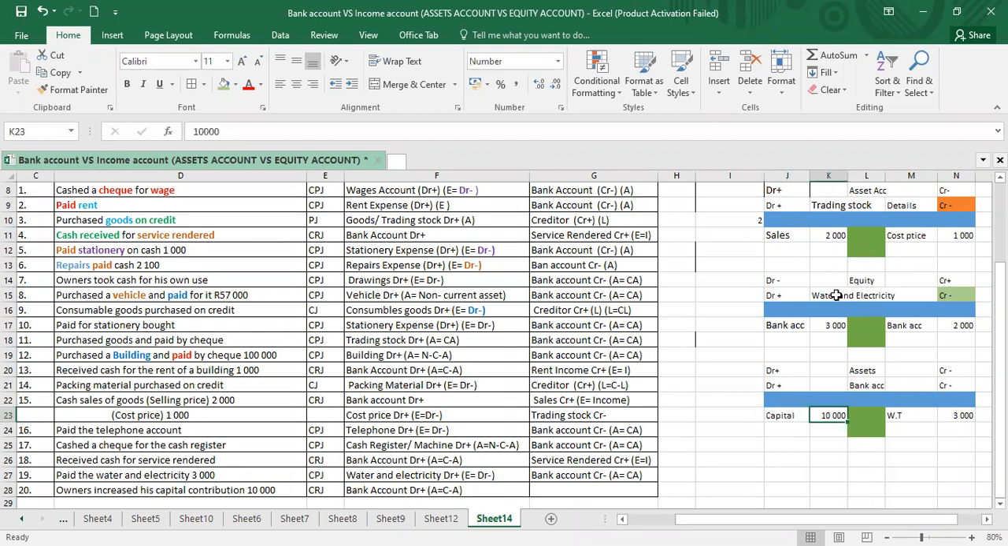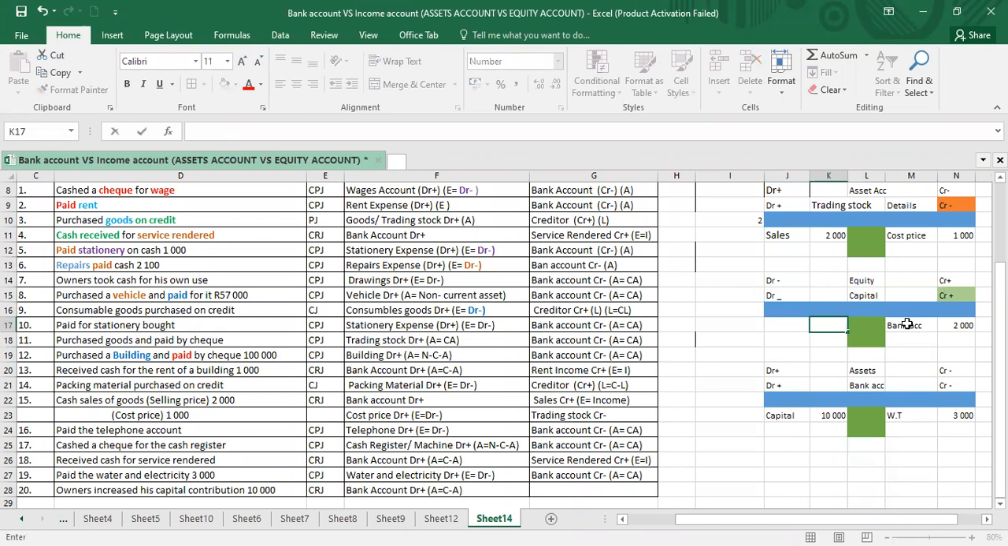How much are you contributing? 10,000 rand. We open another account, which is the capital account. Can you see? The bank account is being debited, and we also open another account called capital. These accounts are married; they are working together interchangeably. The capital account is an equity account. Equity increases on the credit side and decreases on the debit side. The capital account increases on the credit side and decreases on the debit side because it falls under owner's equity. Owner's equity is the account that controls the capital account.